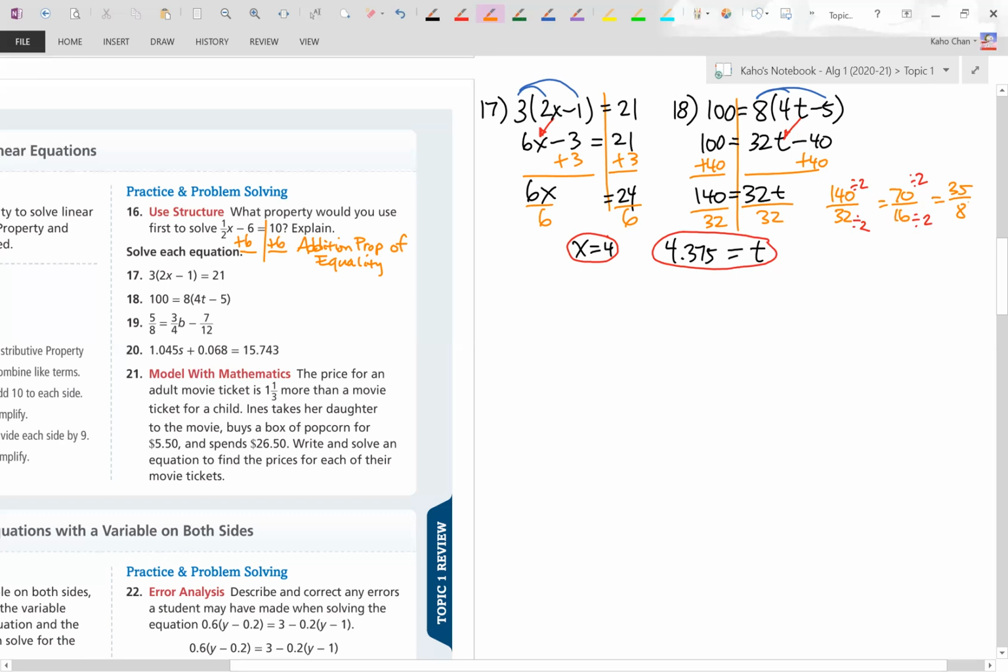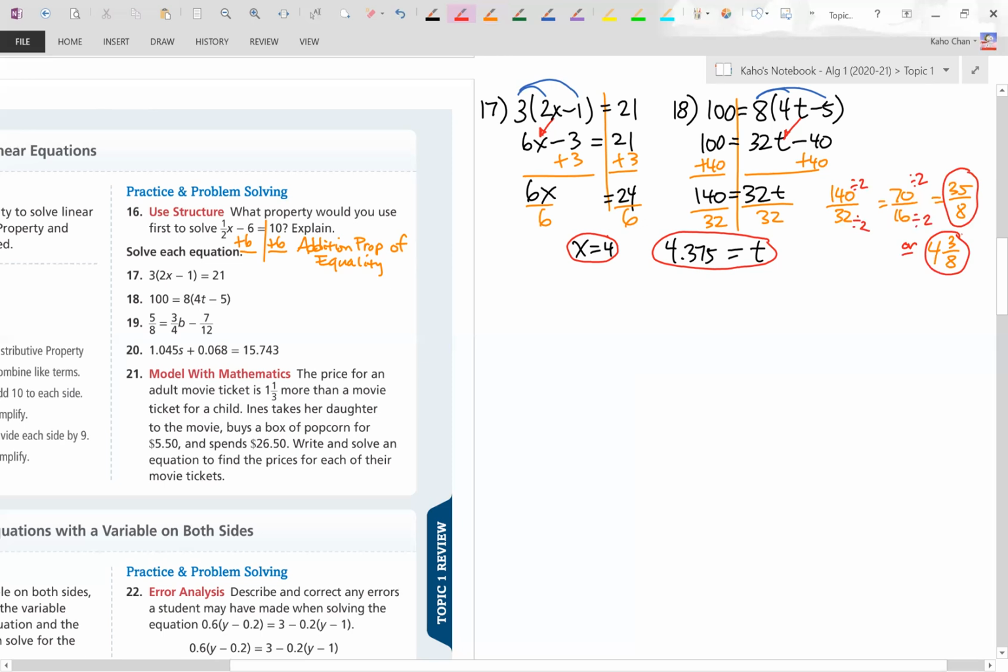Oh, look at that. 35 over 8 is the reduced improper fraction. I'll take that answer as well. If you want to convert that to a mixed number, you can. You should probably write that down too, just in case. 8 goes into 32 4 times, a remainder of 3, and there's your other mixed number answer. Woo!